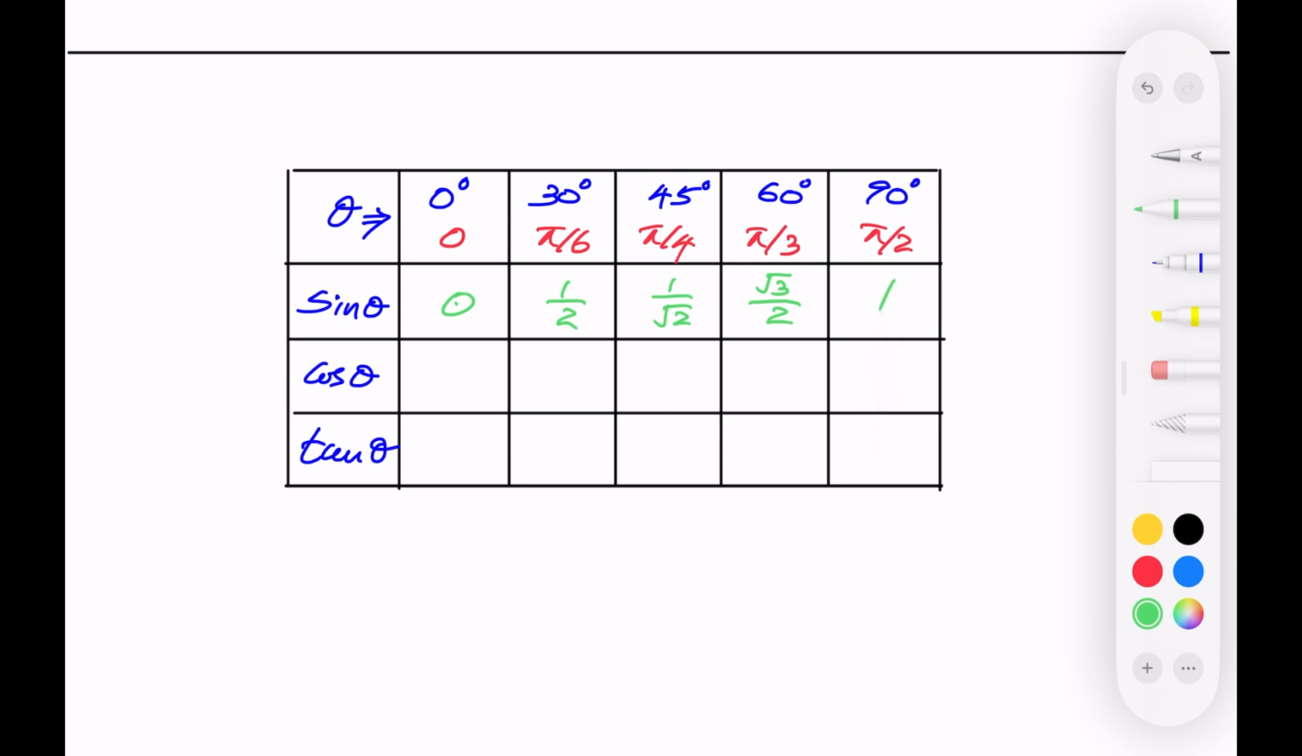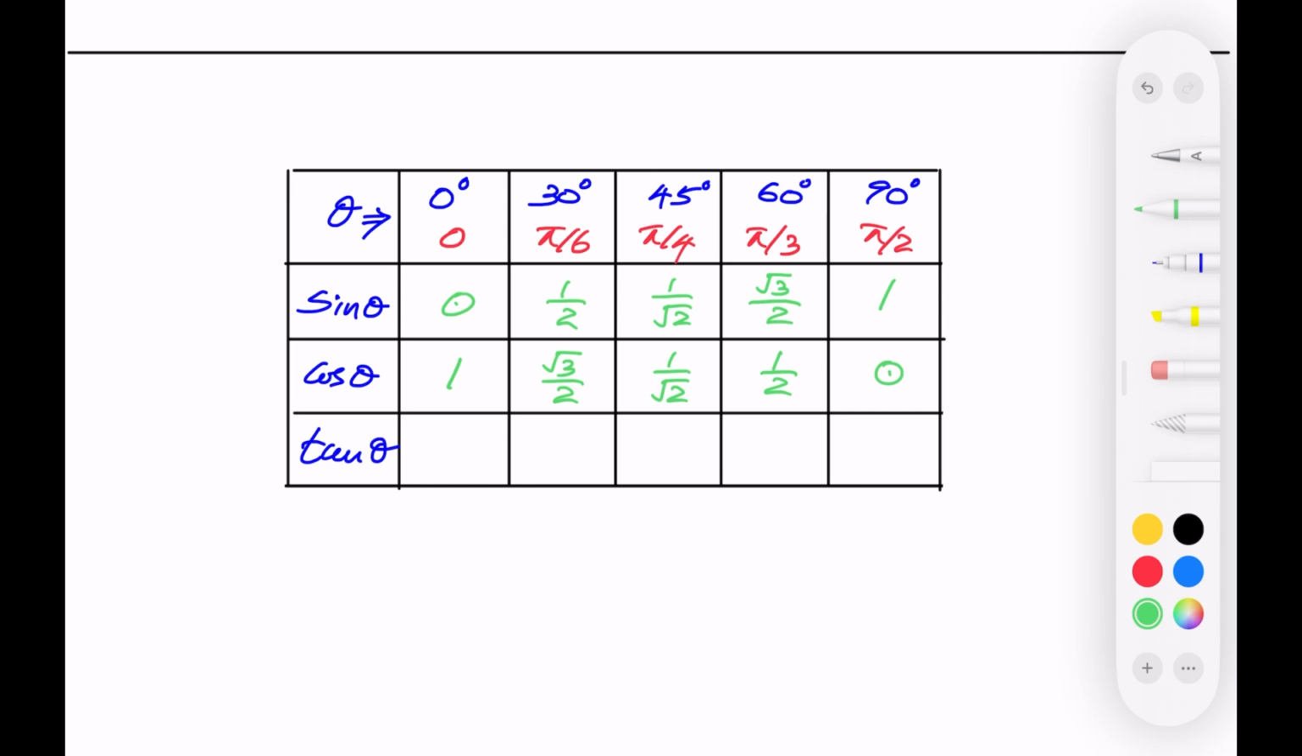Now let's go ahead and write down cosine theta. Cosine 0 degrees is equal to 1. Cosine 30 degrees is equal to square root 3 over 2. Cosine 45 degrees is equal to 1 over square root 2. Cosine 60 degrees is equal to 1/2. Cosine 90 degrees is equal to 0. Remembering this table is extremely important, especially for future work.